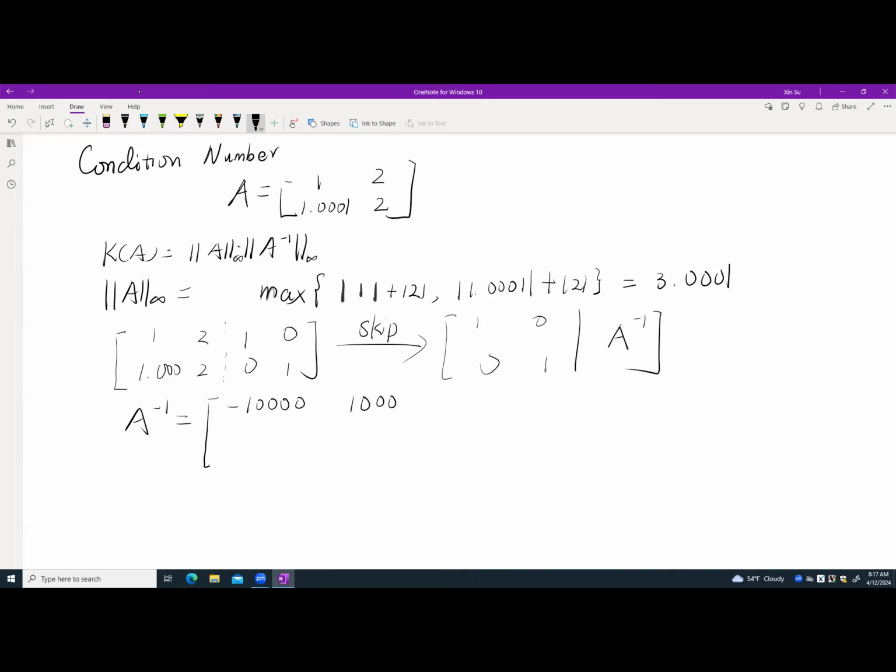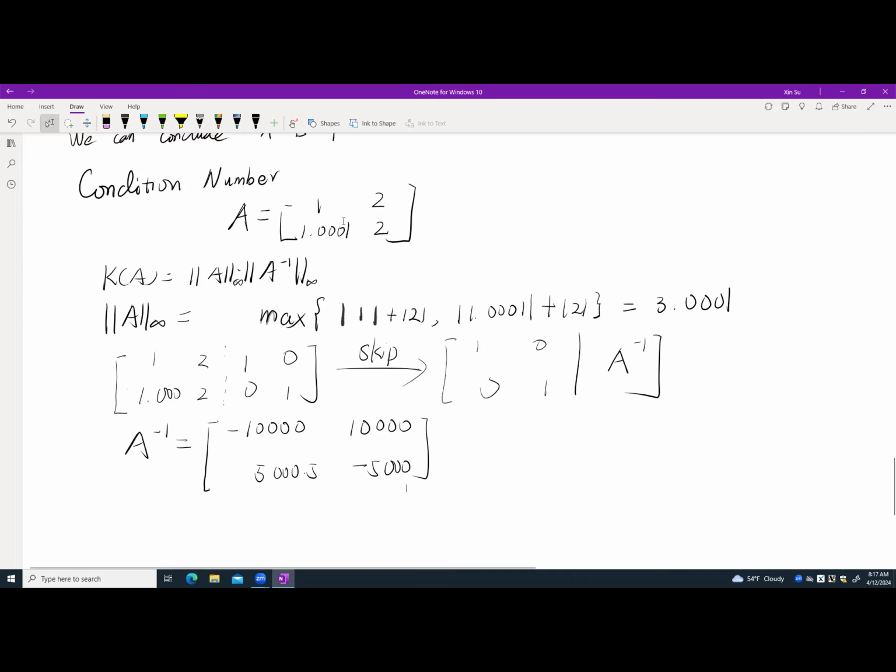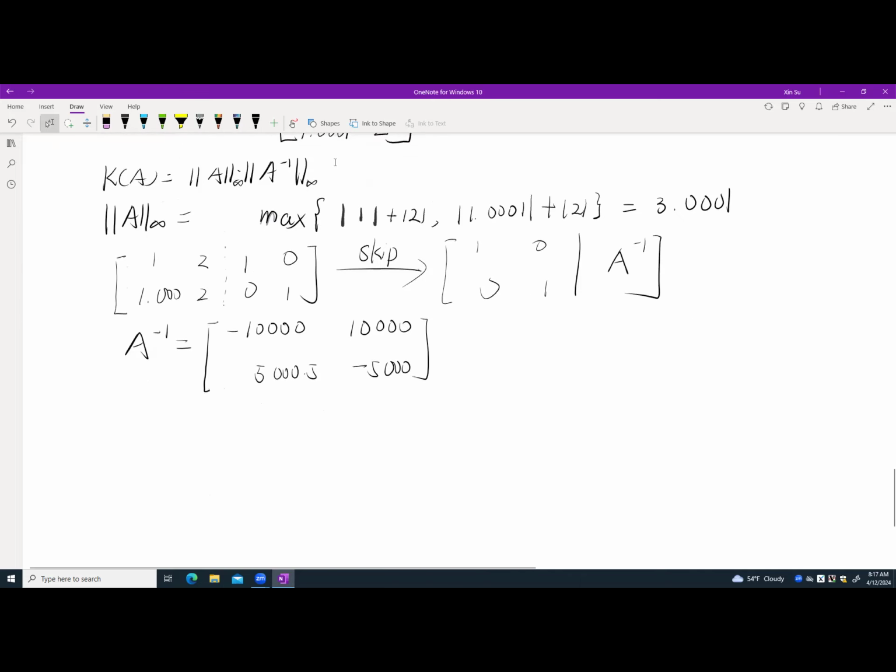1, 10, 10, 10,000. And then for the second row, it's still big, and then it is 5,000. So now I'm going to get the A inverse infinity norm, and then you will see there are things here. You see the A inverse infinity norm again.